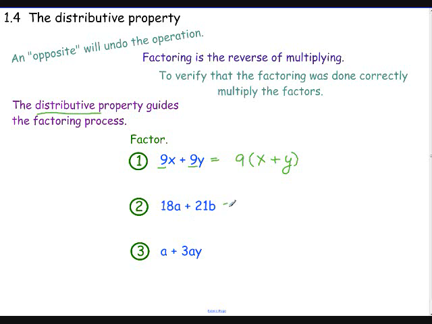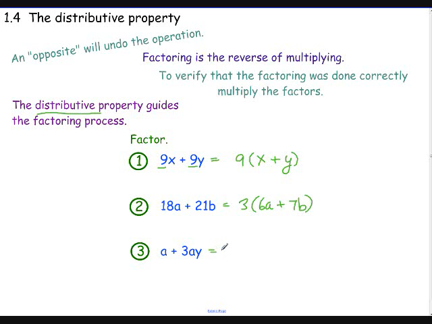Okay. What do we factor out of this? What's a common factor between 18 and 21? So if I divide this by 3, I end up with 6a. And if I divide this by 3, I end up with a positive 7b. And if we're a little unsure, we check it again. Say, okay, if I distribute this, I get 18a and 21b. Okay, that looks good.